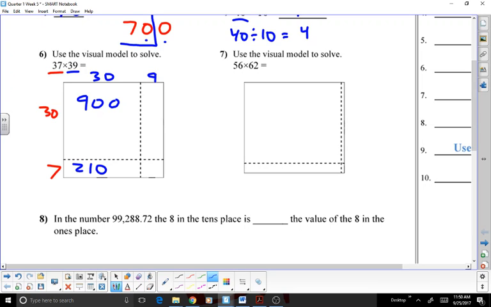Next, we need to look at 7 times 9. Kira. 63. Look, 7 times 9, 63. And 30 times 9. Kaden, what would we do? 30 times 9, so you have 1.